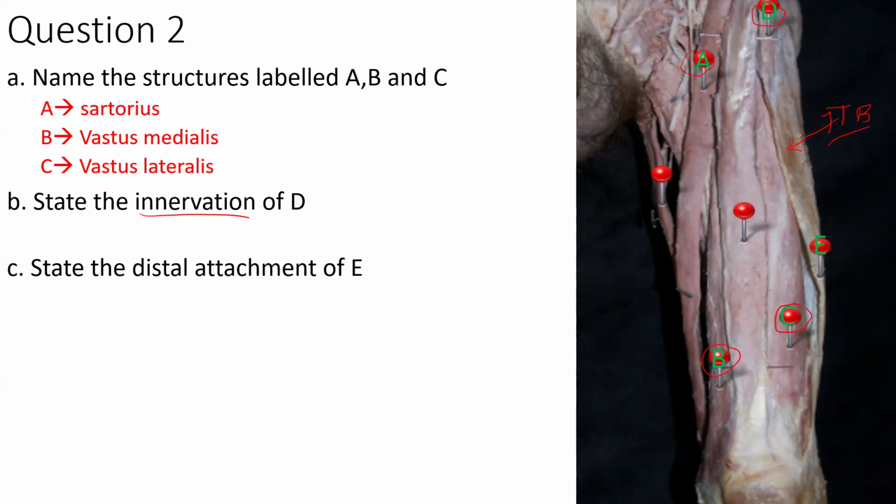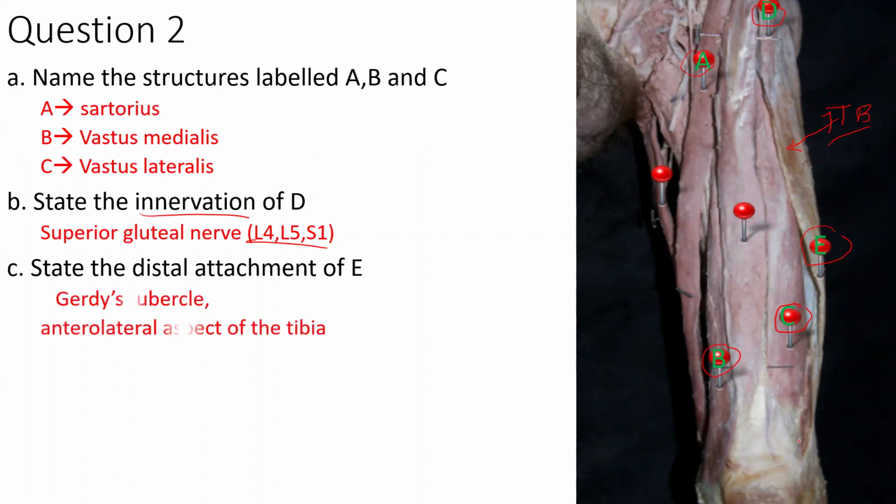the innervation of tensor fasciae lata is the superior gluteal nerve, and if you can remember the root value, it's L4, L5, and S1. We've been asked to state the distal attachment of E. So what is the distal attachment of the iliotibial band? Where does it attach distally? And it attaches on the anterolateral aspect of tibia, on what is known as the Gerdy's tubercle, okay?